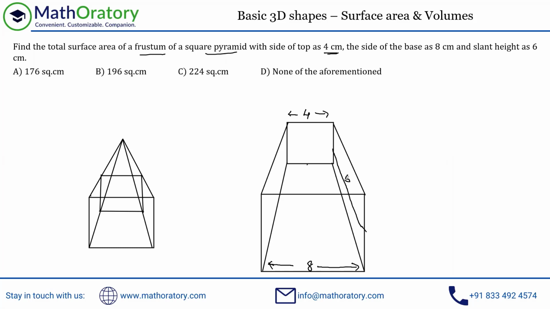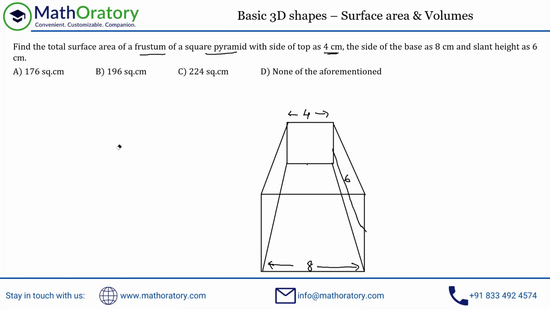And we are looking for the total surface area. Just remember, whenever you're looking for total surface area, you're looking for the sum of the areas of all the exposed surfaces. So in this case, what are the exposed surfaces? You obviously have the top surface and the bottom surface, which are squares. So these two will have areas of 4 square and 8 square.